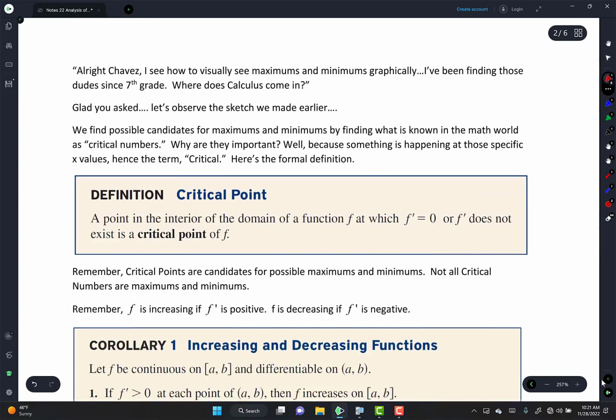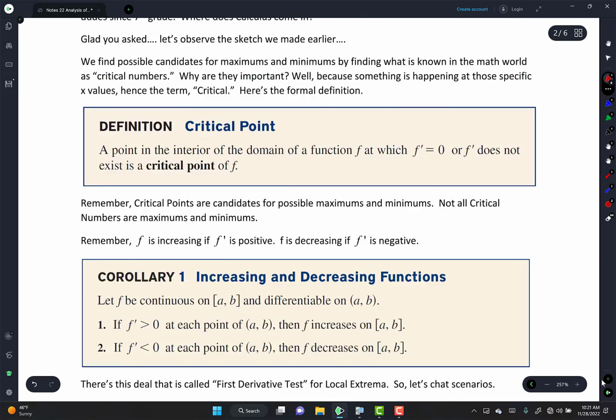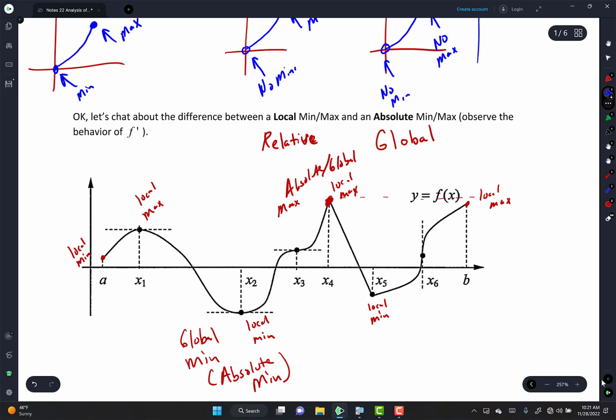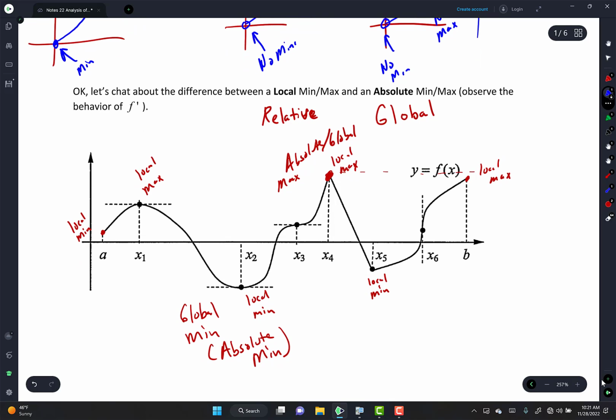Okay. So here we go. We're finally getting into it. I was supposed to observe something that we didn't observe. Tell me something that happened at the local max at x1. Between A and x1, tell me something about f prime. So f prime was what? Positive or negative? Positive. Notice that as soon as you pass that x1, f prime turned to a negative. Do you guys see that?